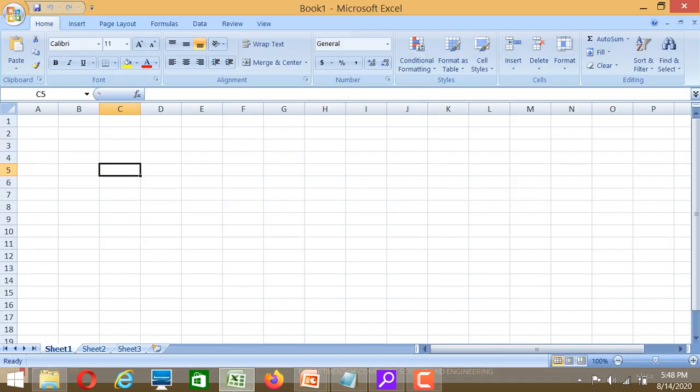Now form a tabular column for calculating the GCD value. Now this is the Q, this is the R1, this is the R2, this is the R, this is the S1, this is the S2, this is the S, this is the T1, this is the T2, this is the T.